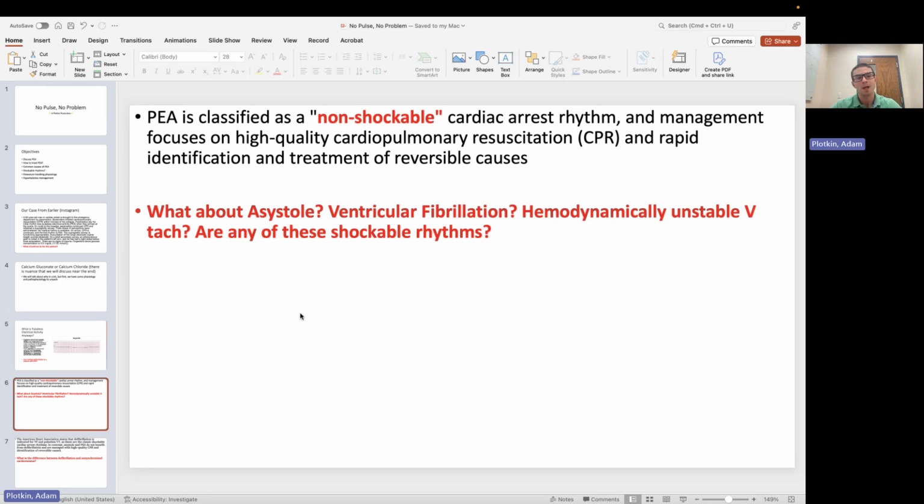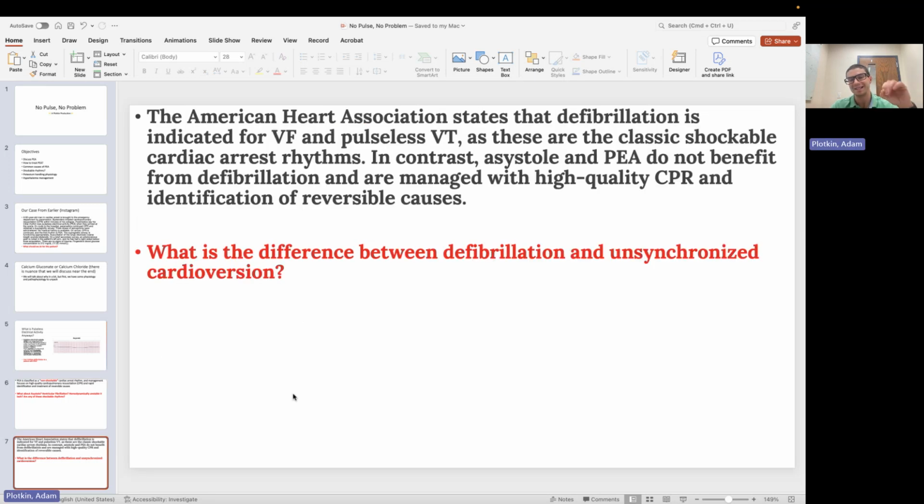My next question, I kind of spoiled it a little bit, but you can really think about these a little bit more. What about asystole, VFib, or hemodynamically unstable VTAC? Are any of these shockable rhythms? So think about that. The American Heart Association states that defib is indicated for VFib and pulseless VTAC. So we can do defibrillation for both ventricular fibrillation and pulseless VTAC. These are the classical shockable rhythms. In contrast, asystole and PEA do not benefit from defibrillation, and their management is high-quality CPR and trying to reverse any identifiable causes.